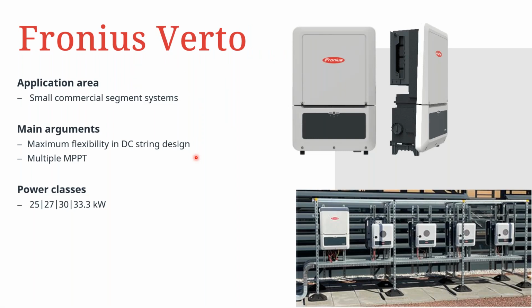Next is Fronius's new unit that we're calling the Fronius Verto. So the application is for small commercial segment systems, so there's maximum flexibility in the DC string design. We have multiple MPPTs on the new Verto unit that's coming out. It's also got its MC4 connectors on the bottom of the unit, for example, allowing for quick disconnects and also monitoring and measuring when doing any work on sites.